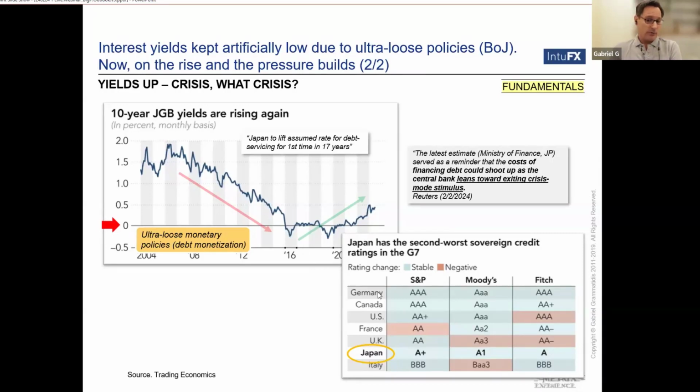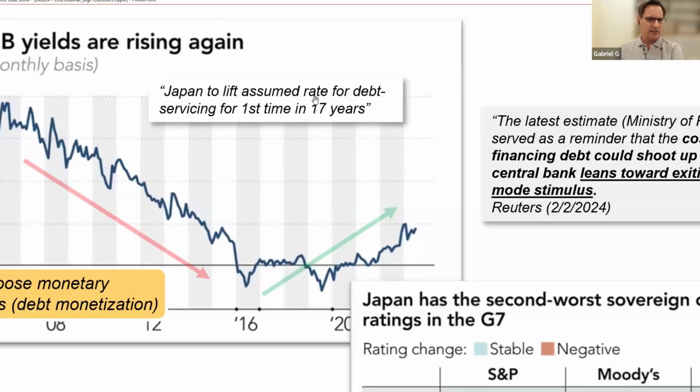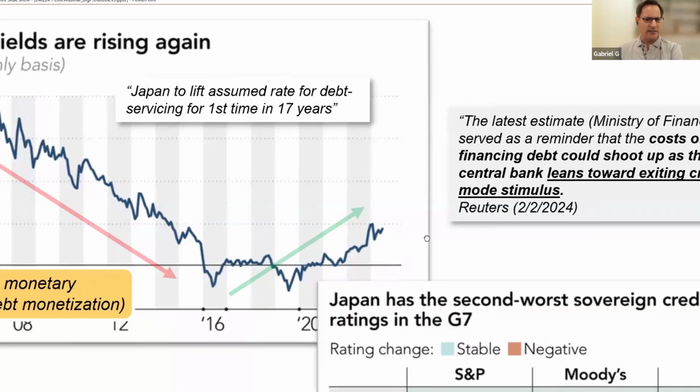And we can see it with the ratings. I mean, this doesn't go unseen. The ratings have fallen, especially if we compare it to other countries, right? Japan to lift assumed rate for debt servicing for the first time in 17 years. So this is what we see here, right? So now the yields go up.